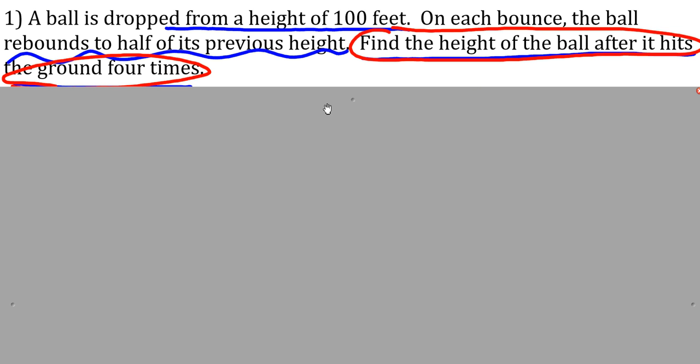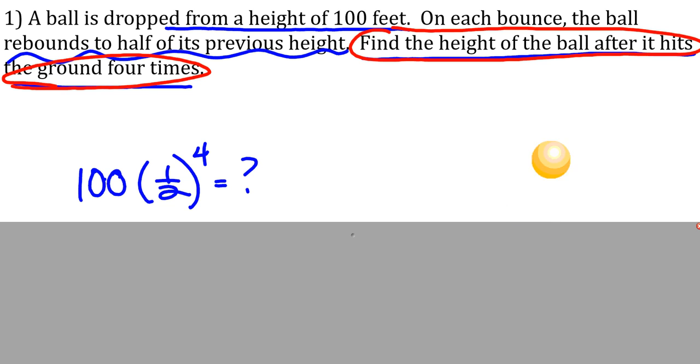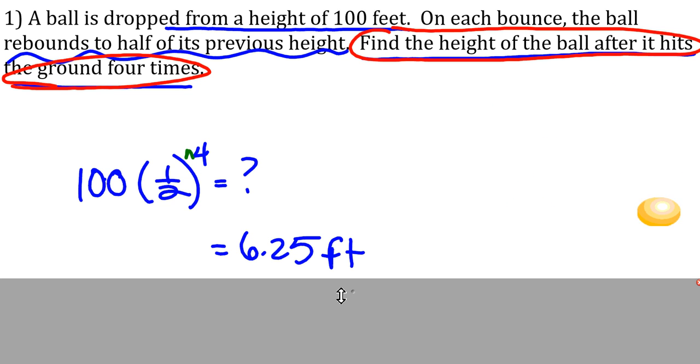Well, if we're thinking about this, our result for height, you can use a question mark to represent that, or h, is equal to 100 times 1/2 to our time period, which is measuring 4 bounces. So if we're going to evaluate this in our calculator, we would type it in just as we see it. And remember, to show that you have an exponent, use the caret key. And so what would our height be after 4 bounces? 6.25 feet.